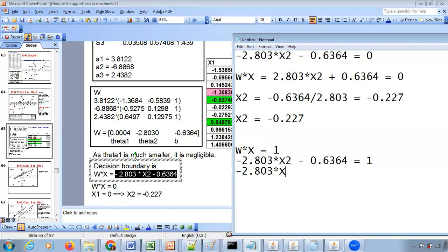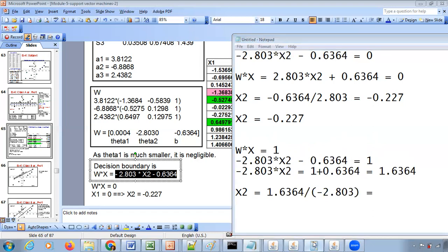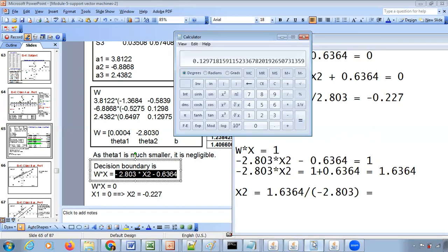So this equals 1 plus 0.6364. So that's going to be 1.6364. So x2 equals 1.6364 divided by negative 2.803. And that will give you around this 0.5 that we got. 1.6364 divided by 2.803 is negative 0.58.